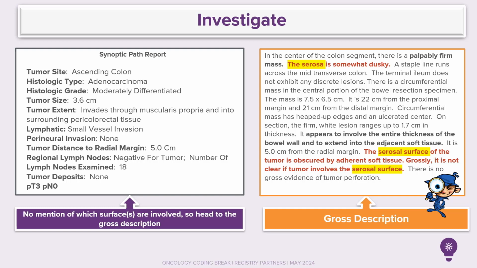It also states that the serosa is somewhat dusky. And then, speaking of the mass, it says it appears to involve the entire thickness of the bowel wall and extend into the adjacent soft tissue. The serosal surface of the tumor is obscured by adherent soft tissue. Grossly, it is not clear if the tumor involves the serosal surface.